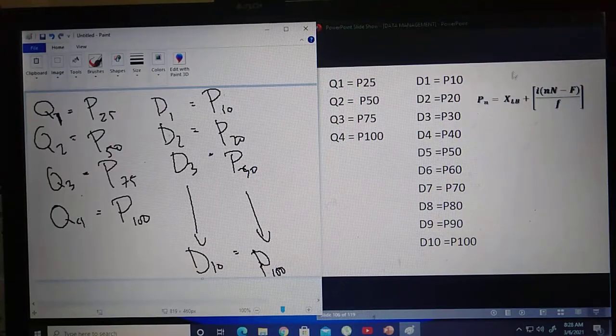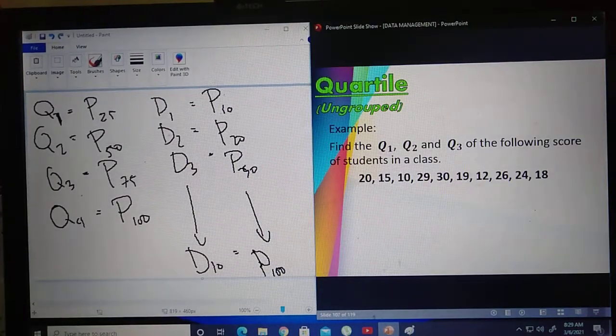So this formula, itong formula na to, ngayon ang main formula na gagamitin natin for group data in looking for quartile, percentile, and decile. Ayan. Example. Ay dito sa quartile tayo. So we are looking for Q1, Q2, and Q3 for ungrouped data.